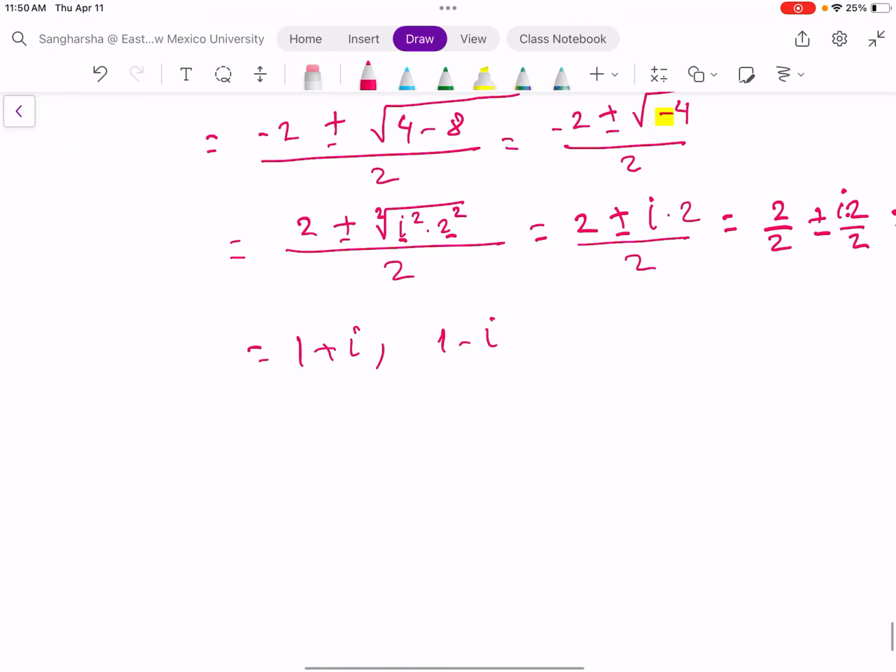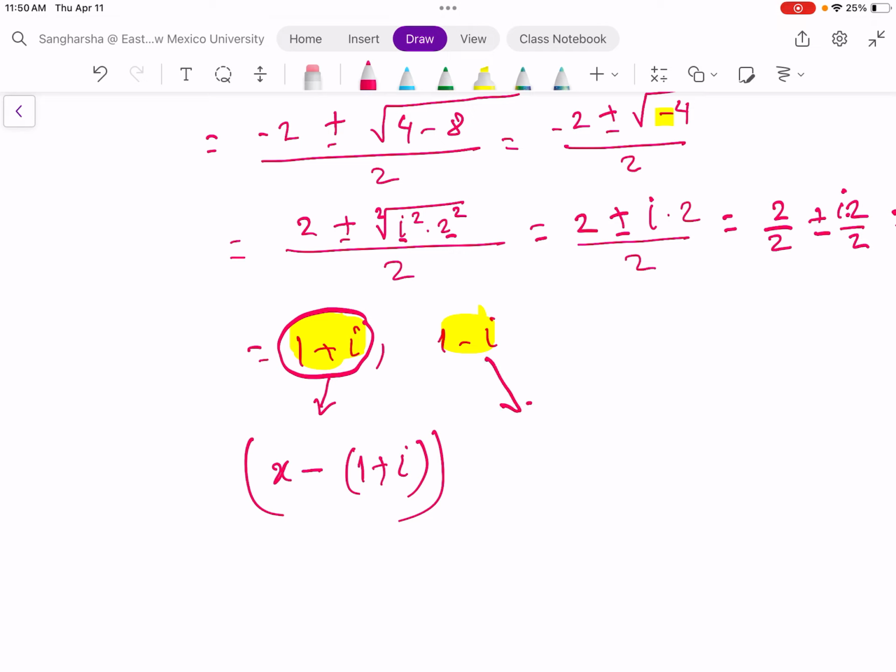So these are the zeros. These two are the complex zeros for the function. And what is the factor corresponding to this complex zero? The concept is the same: x minus this number, x minus negative 1 plus i. We have two terms, so we have parentheses. And the factor corresponding to this zero is x minus this number, negative 1 minus i. We have two terms, so parentheses.